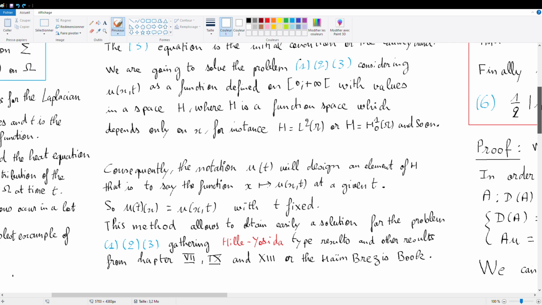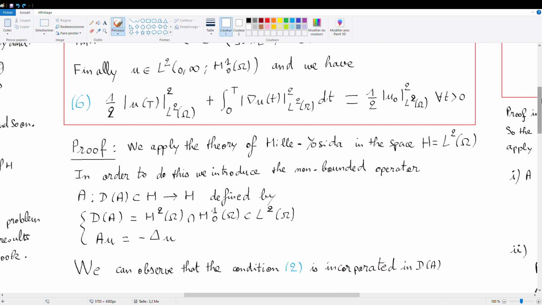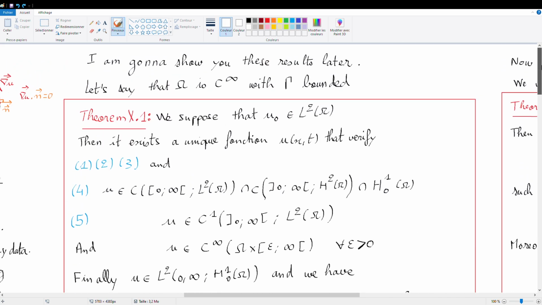This method allows us to obtain easily a solution for the problem 1, 2, 3, gathering Hille-Yosida type results and other results from chapters 7, 9, and 13 of the book Functional Analysis, Sobolev Spaces and Partial Differential Equations. I'm going to show you these results later.